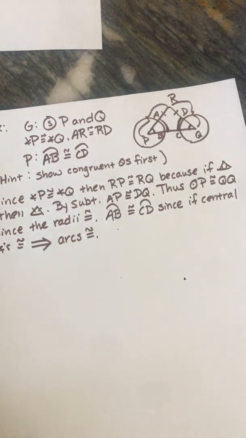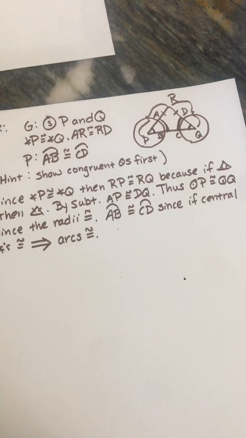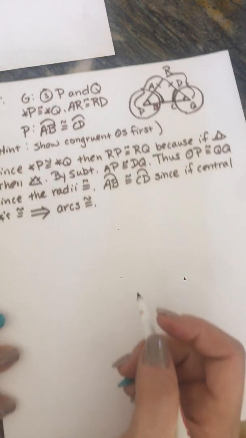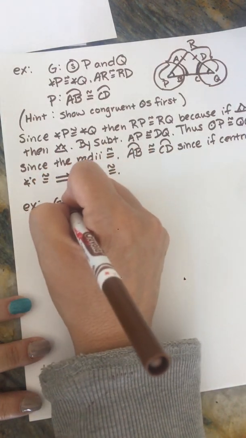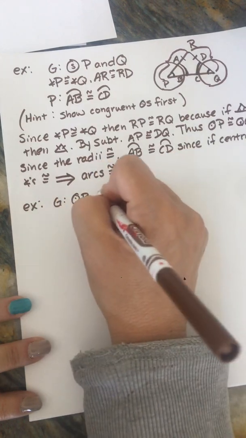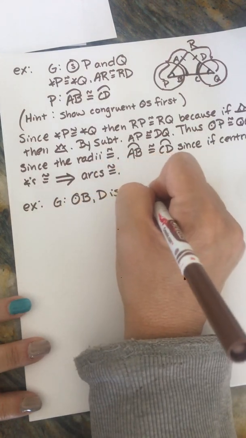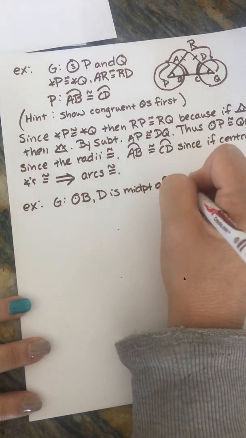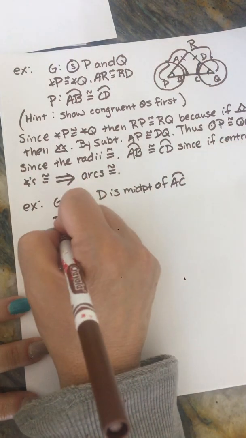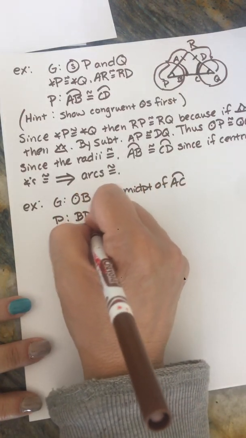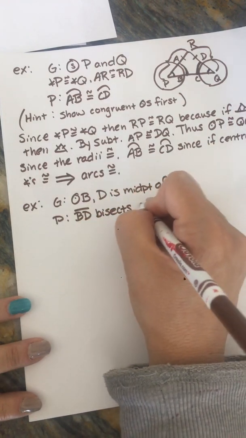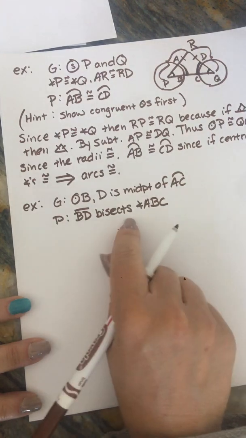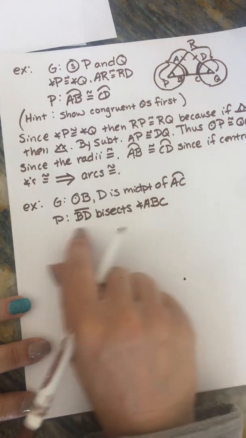Okay, so there's an example. All right, let's do another example. Let's do this one. Let's do another proof. Here we go. We are given circle B, and D is the midpoint of arc AC. We are going to prove BD bisects angle ABC. Okay, keep in mind, BD bisects angle ABC.